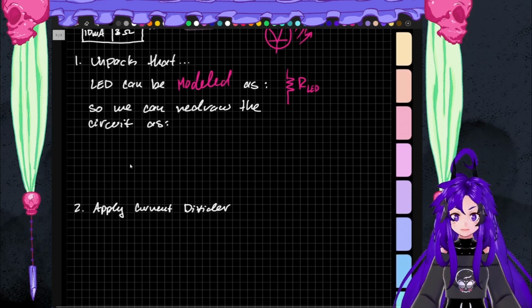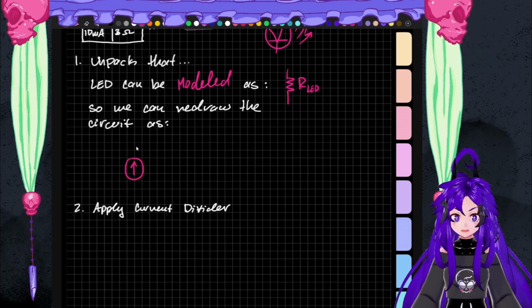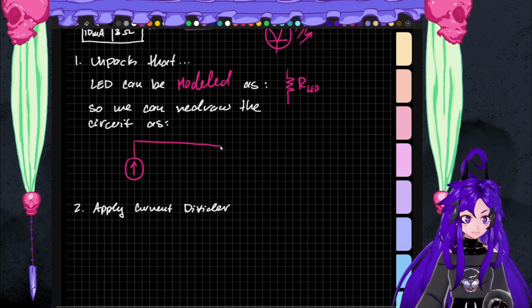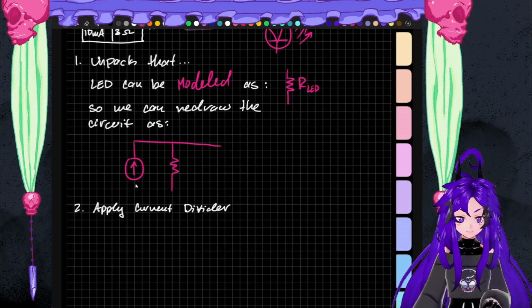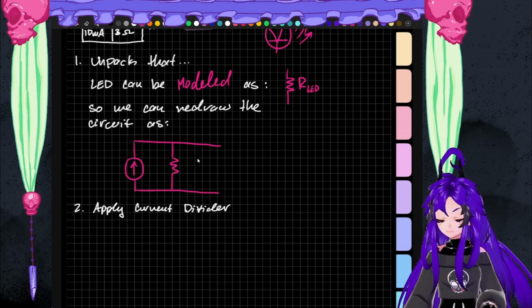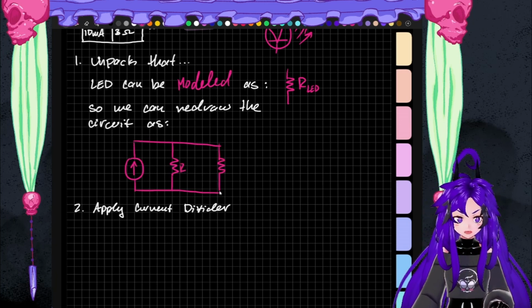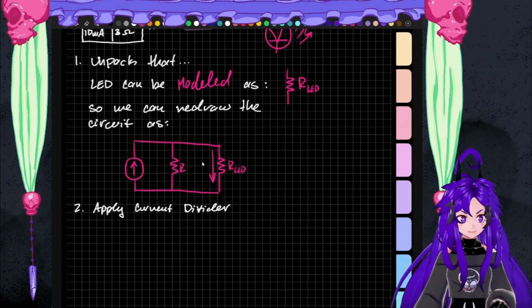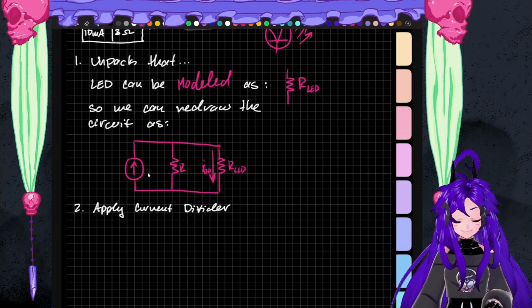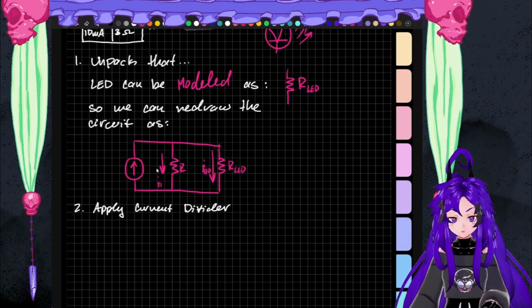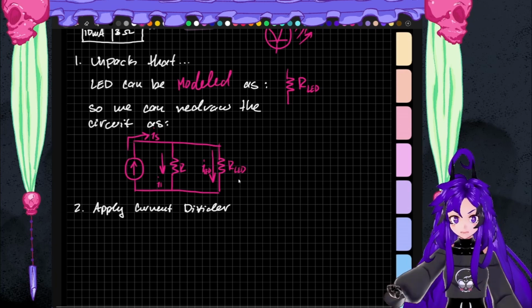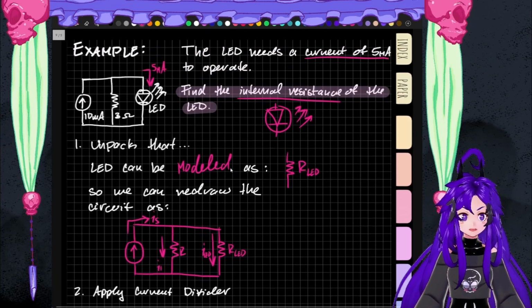So we can just redraw the circuit. Poorly, apparently. Alright, there we go. We got this R, and then this is our LED now, R LED. It's going to have some current, I LED. And of course, there's going to be some current I1, and we know there's some I source. I already told you this is the current divider example, so you were not surprised that I set this up for current divider.